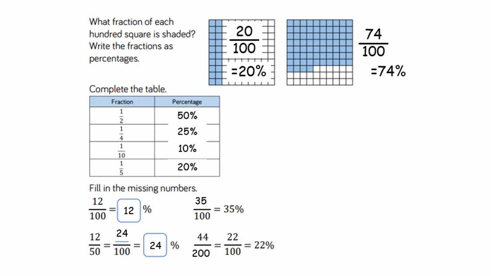Okay, so top one then, 20 out of 100. 20 of the 100 squares are shaded blue, so that's 20%. And then on the second one, there are 74 out of 100 shaded blue, so that's 74%, quite easy.